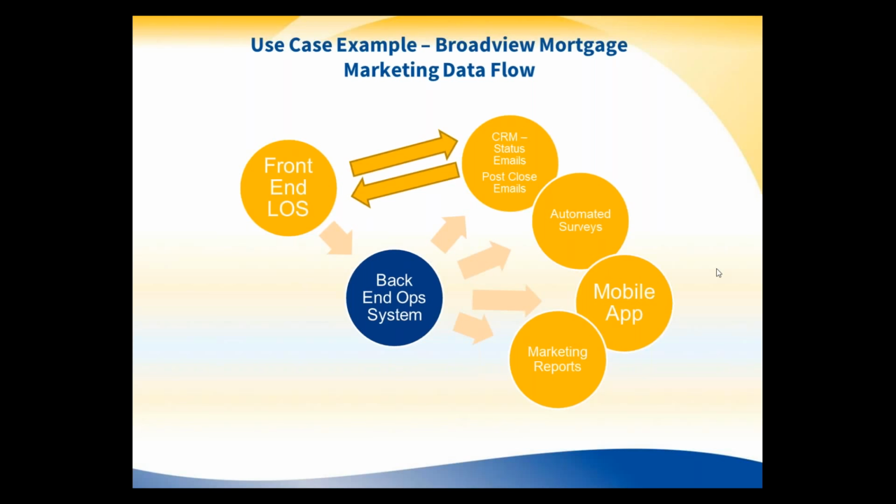The first one is our status emails. Once it sees that a date has been entered into the loan origination system, it triggers out an email that says, you know what, your loan has funded, congratulations. It goes to both borrower and co-borrower, so they both open it up, they see it, they're notified. As well, it triggers our post-close emails.